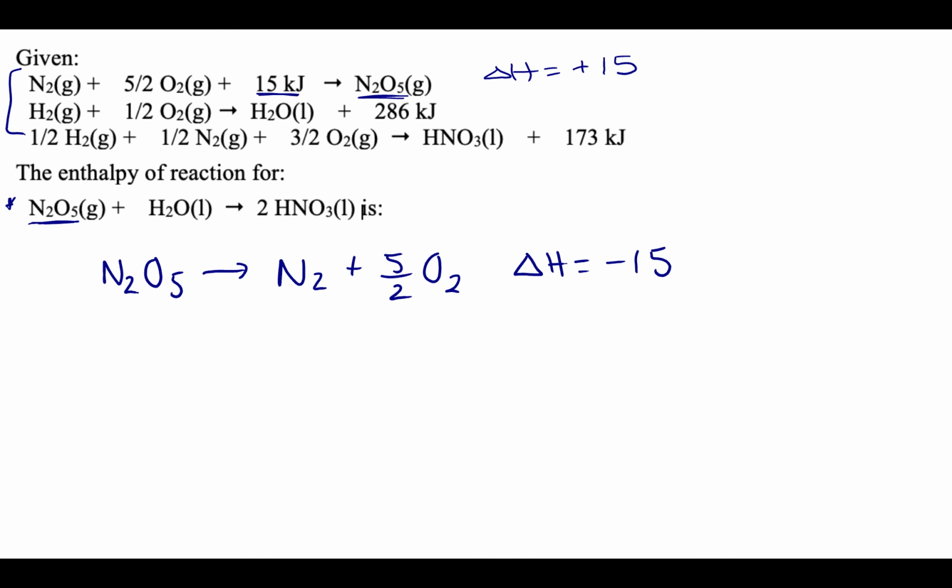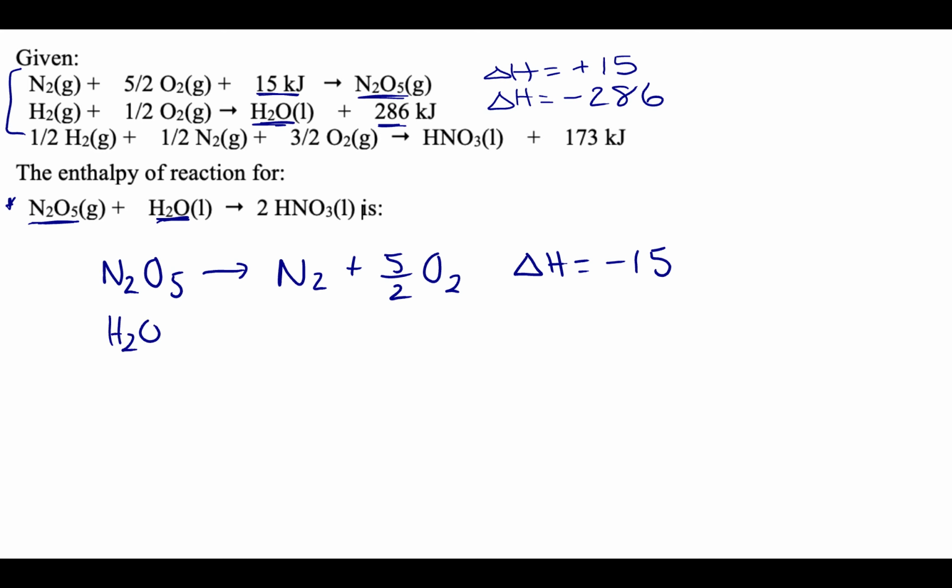The second one I'm looking at, I'm seeing water as a reactant, and in the second target, I see it as a product. So this is another one I want to flip. My delta H is written within, so delta H as a product is negative, so negative 286. And now let's flip that one.